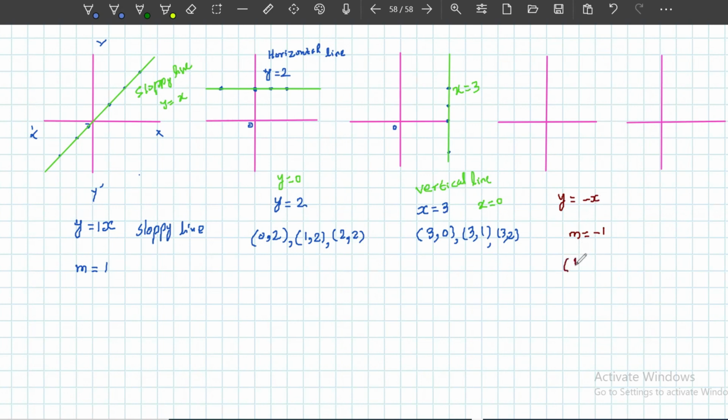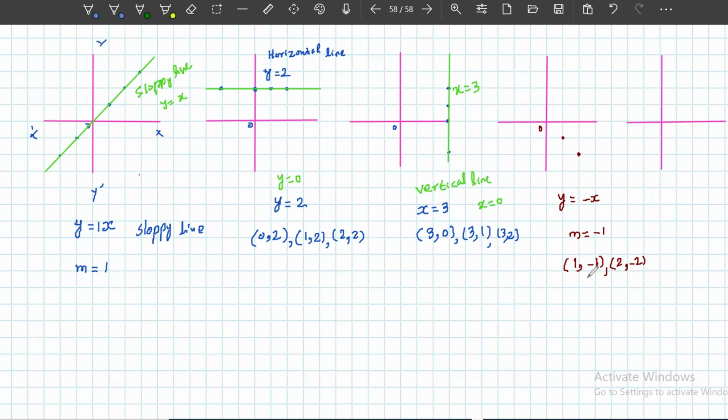Like x, if you choose positive 1, y would be negative 1. If you choose x = 2, y would be minus 2 because of this minus. So if I plot these values, this is the origin: 1 unit right, 1 unit down here, 2 units right and 2 units down here.